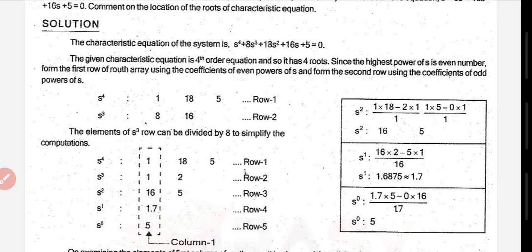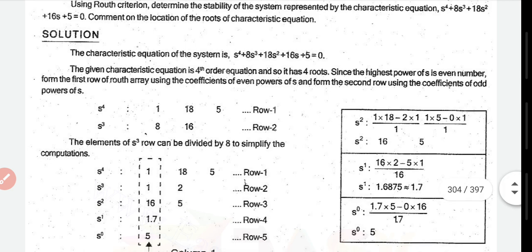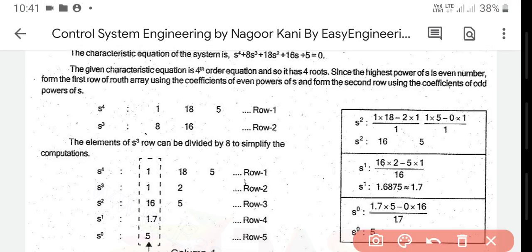So you will get 2 rows initially. What are the 2 rows? s^4 is the first row and s^3 is the second row. Yes or no? Now, what are the first row coefficients? n equal to 4 is an even power, so first of all you have to write all the even power of s coefficients as the first row elements. So what are the first row elements now? The s^4 coefficient is 1. So that is the first element. What is the second element?